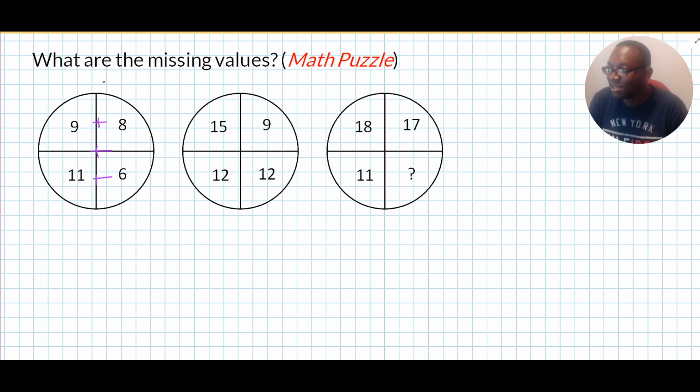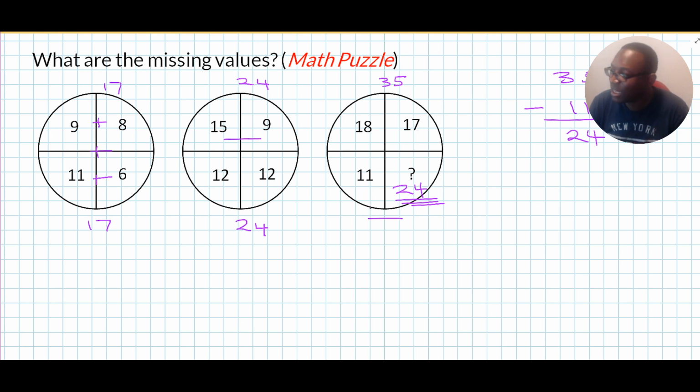So 9 plus 8 is 17. 11 plus 6 is 17. 15 plus 9 is 24. 12 plus 12 is 24. So let's see. 18 plus 17, that's going to give you 35. And then the missing number here is going to be 35 minus 11. 5 minus 1, 4. 3 minus 1, 2. So this is 24. So that's all this one. I try to put some hints in the puzzle just so you can see it. So it's going to be 24.